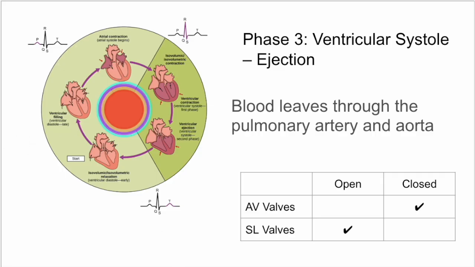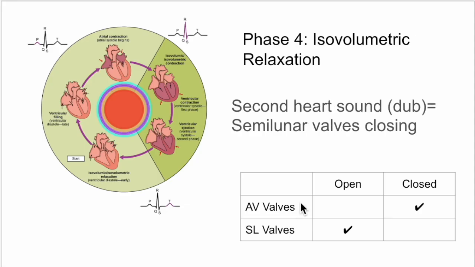So once blood is ejected from the heart to the body and to the lungs, we move into the last phase, which is isovolumetric relaxation. So ventricles have ejected the blood and they start to relax. And as pressure inside the ventricles drops, the semilunar valves are going to close to prevent backflow back into the heart. And that's that second sound. That's the dub of the lub dub of the heartbeat. And there's this brief moment where all valves are closed again, and that's called isovolumetric relaxation.